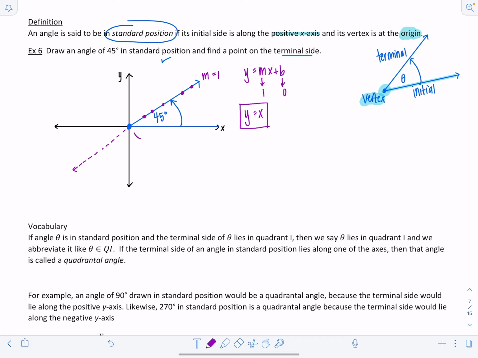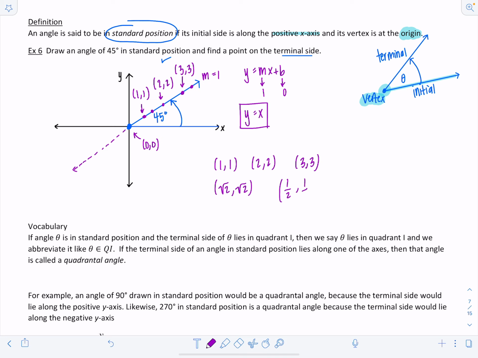So you pick a point, 0, 0, that's not on the terminal side. But this point, that's on the terminal side. 1, 1 would be on there. So would 2, 2. So would 3, 3. So would 4, 4. So would pi, pi. So would a million, comma, a million, whatever you want. Okay? So they only ask for 1. I'm just letting you know we can get however many we like because x and y coordinates are equal. 1/2, 1/2, 7/8, 7/8, etc., etc. That's something special about that 45-degree line. Okay?